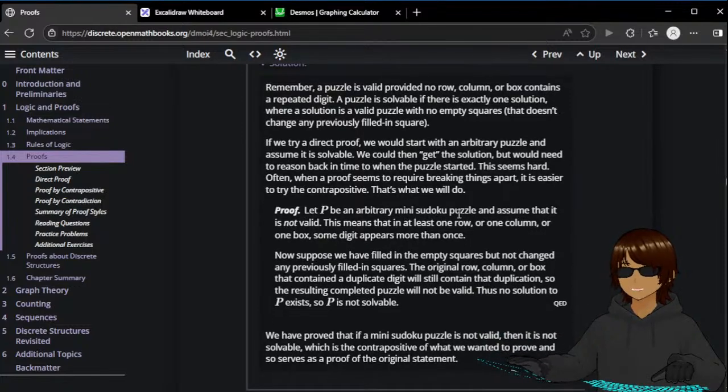Let P be an arbitrary Sudoku puzzle. Assume that it is not valid. This means there is at least one row, column, or box in which some digit appears more than once. Now suppose we have filled in the empty squares but not changed any of the previously filled-in squares. The original row, column, or box that contains a duplicate digit will still contain that duplication. So the resulting completed puzzle will not be valid. Thus no solution to P exists. So P is not solvable.